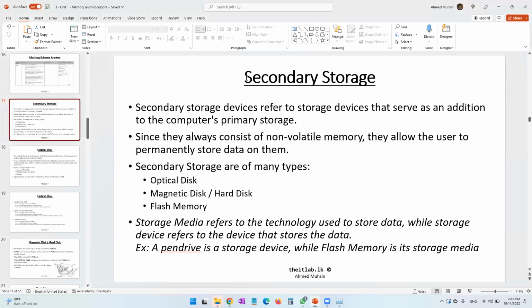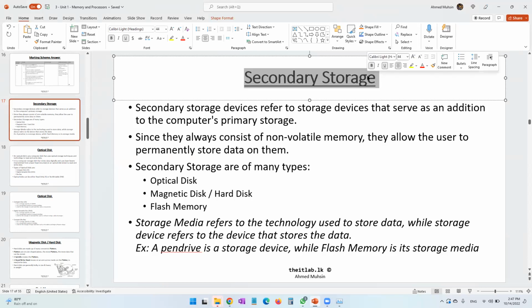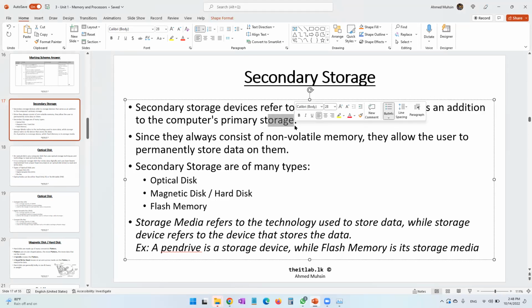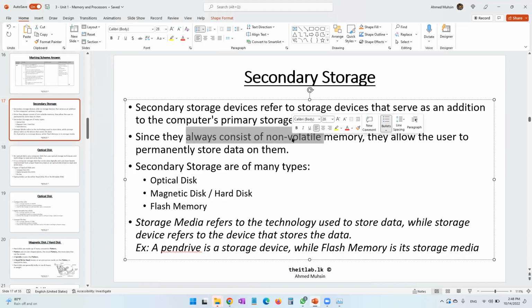Okay, so moving on to secondary storage devices. Over here it says secondary storage devices refer to storage devices that serve as an addition to the computer's primary storage, since they always consist of non-volatile memory. By now you should know what we mean by non-volatile. Non-volatile means it does not lose any data when the power is turned off.